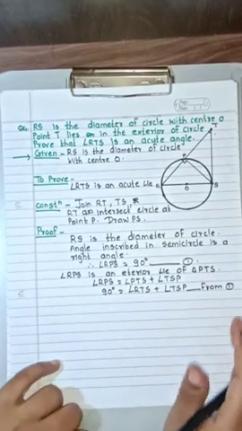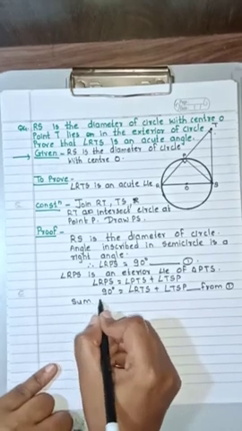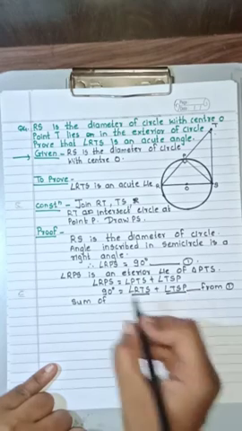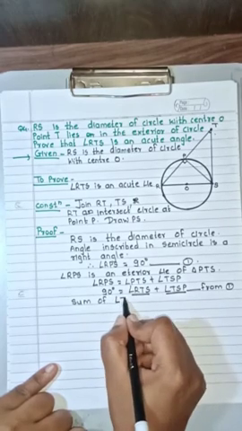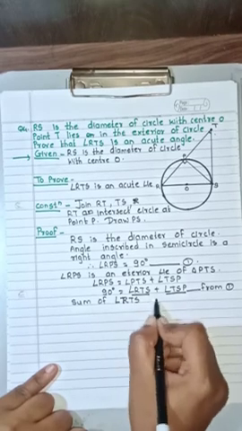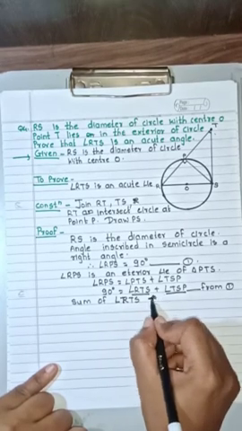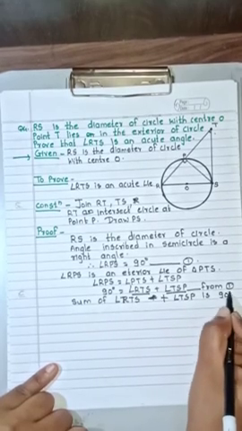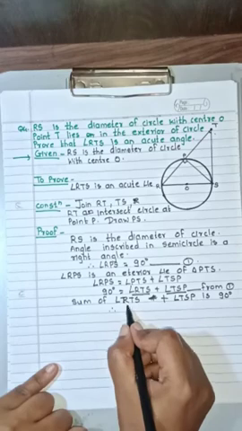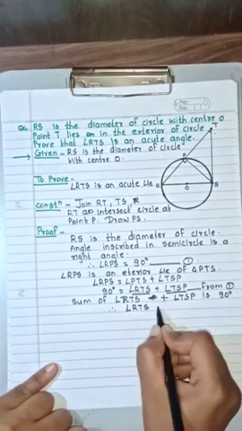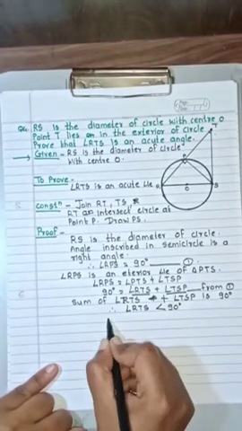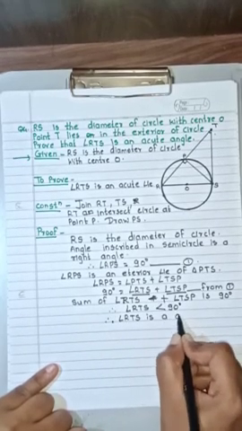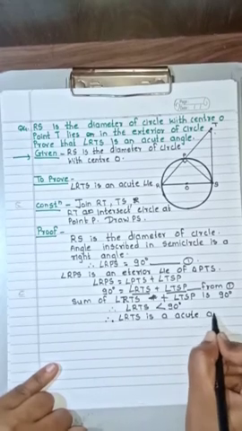Okay, now if you see sum means addition of angle RTS and TSP. Sum of angle RTS plus angle TSP is 90 degree. Therefore you can say that angle RTS is less than 90 degree. Therefore angle RTS is an acute angle.